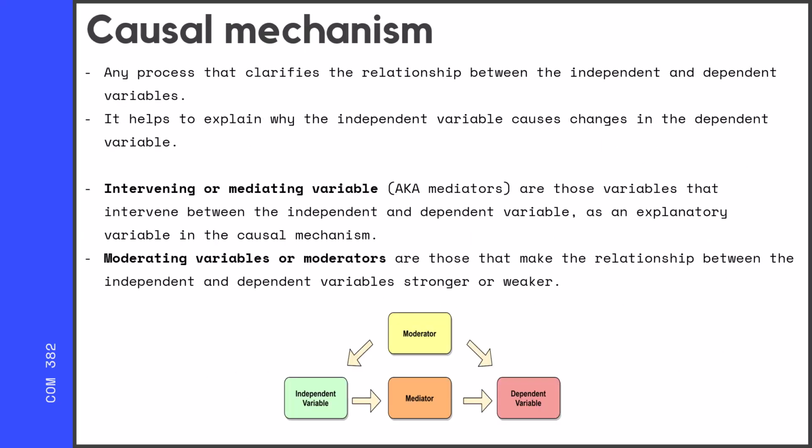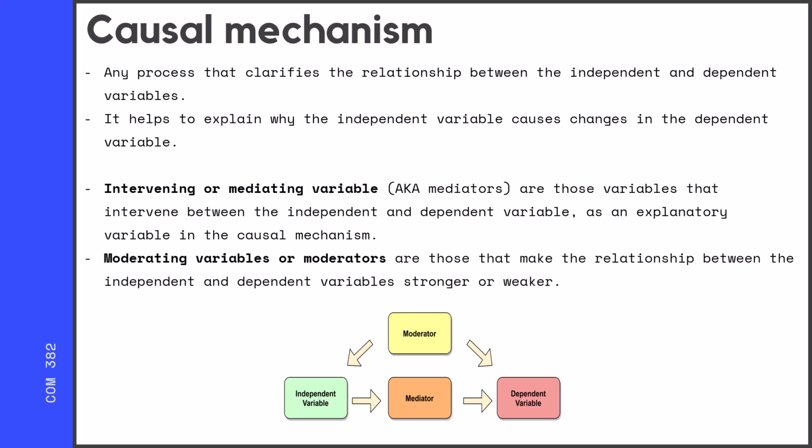So a causal mechanism is the process that clarifies what is going on between that independent and dependent variable. It helps to explain why the independent variable is causing changes in the dependent variable. Okay? A couple of different ways that this can happen: one is mediating variables. These are variables that intervene between the independent and dependent variables, as you can see in this graphic here, and that helps explain the causal mechanism. Moderators are variables that make the relationship between the independent and dependent variables stronger or weaker.